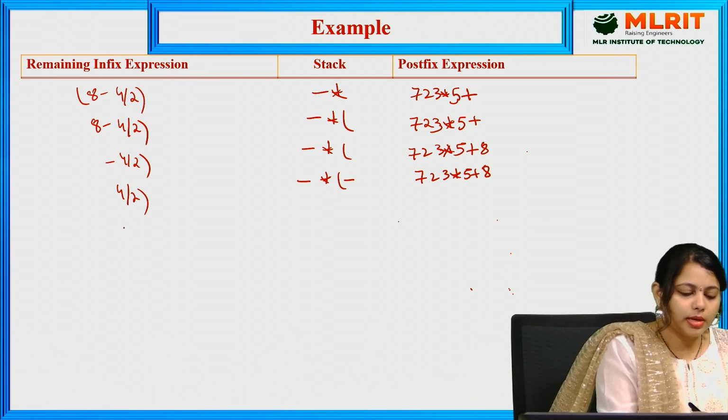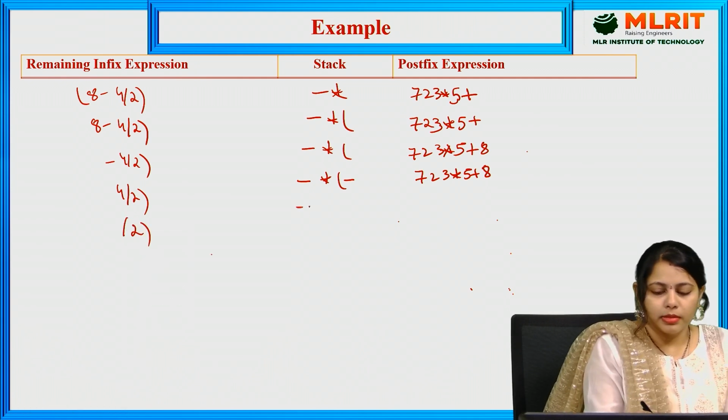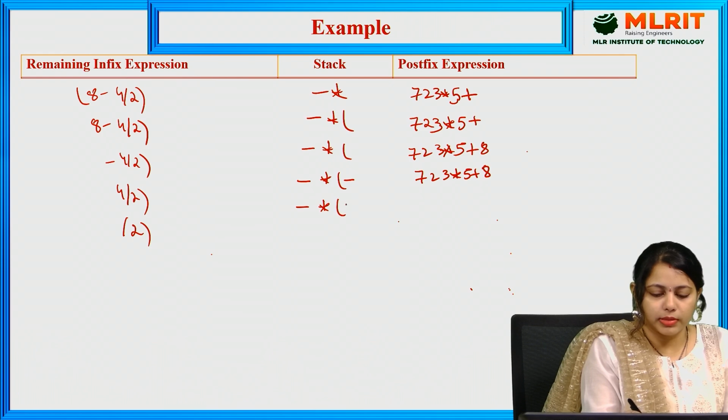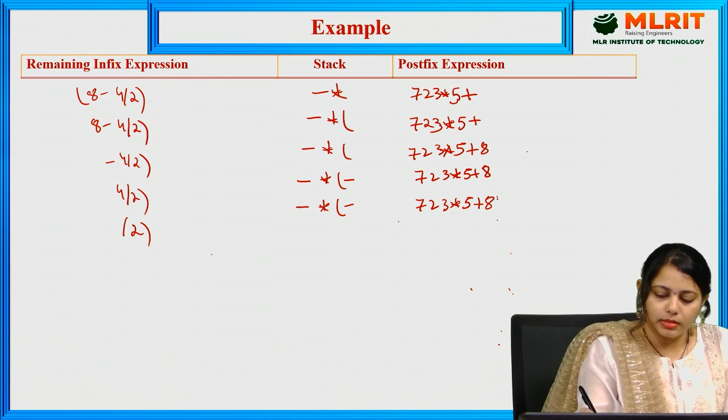So the next incoming symbol is 4. It is an operand, so that will be just printed in the postfix: 7 2 3 star 5 plus 8 4.